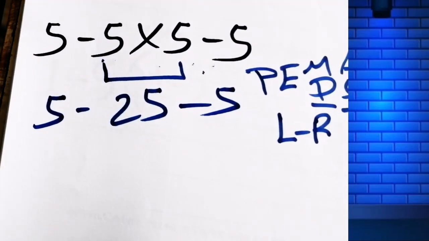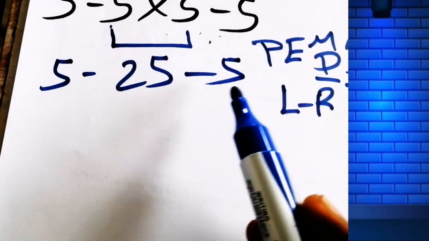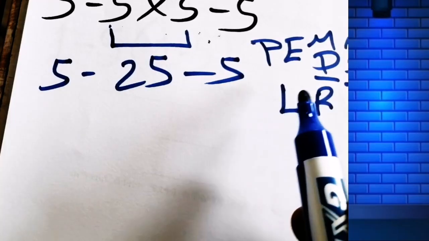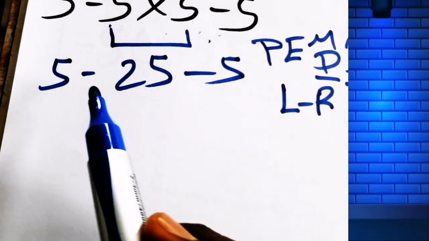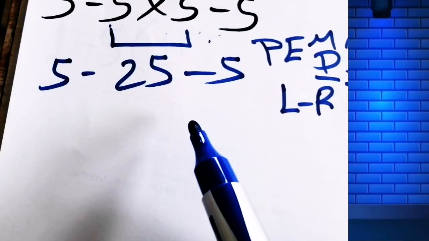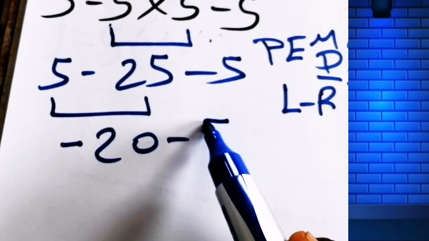And here, there is only one operation which is subtraction. So, if there is only one operation in the expression, we need to work from left to right. First, we have to subtract this number and next this one, okay? Therefore, 5 minus 25, which gives us negative 20 minus 5.